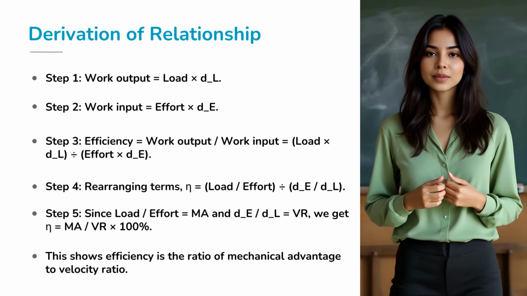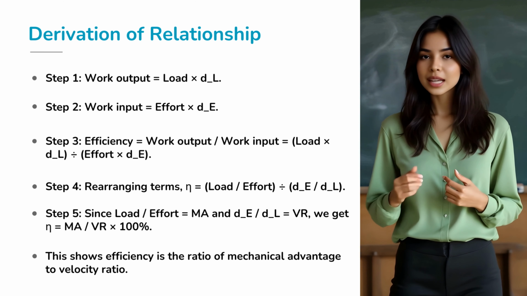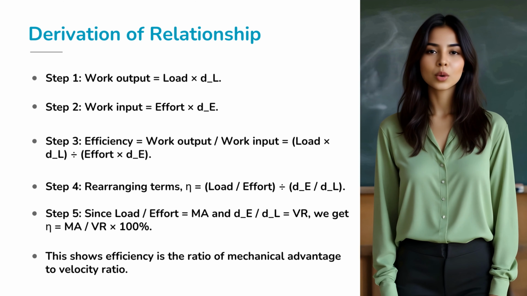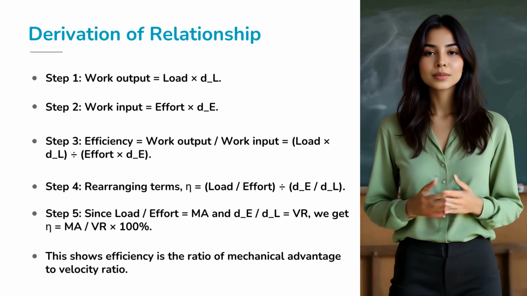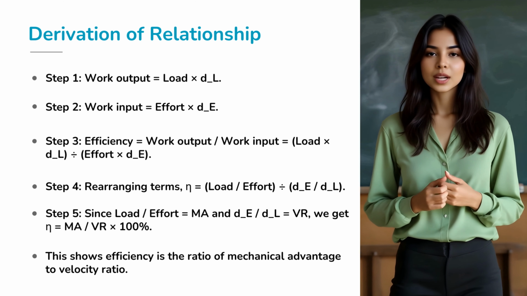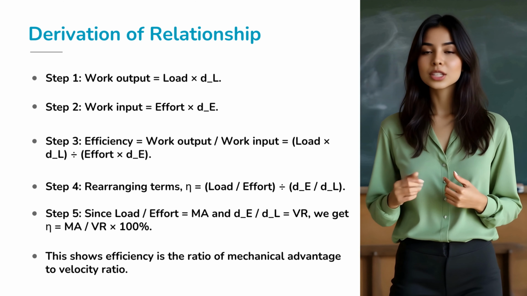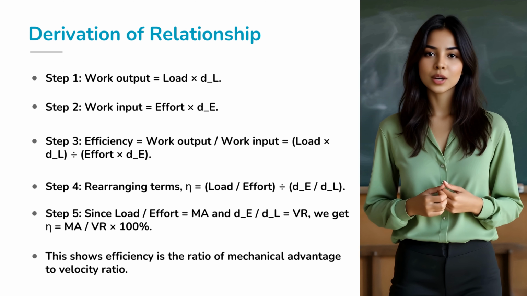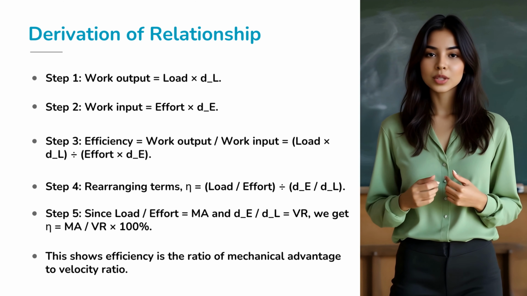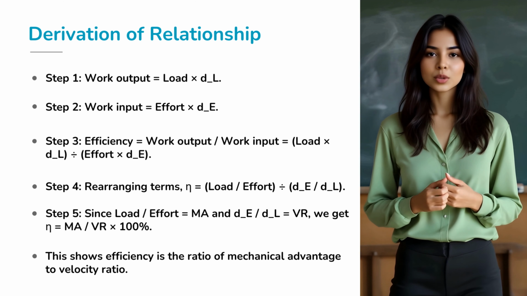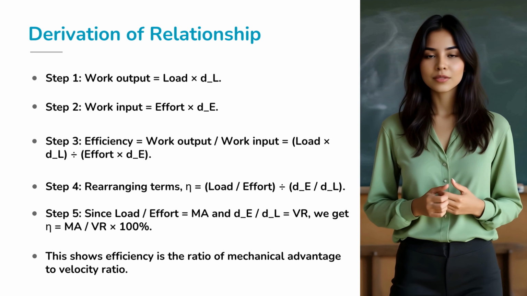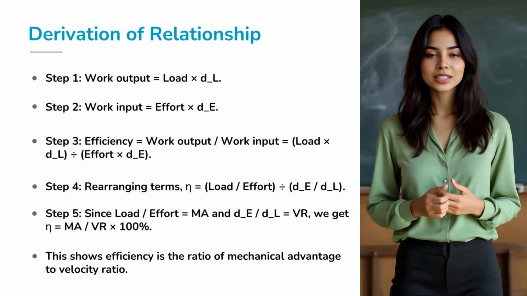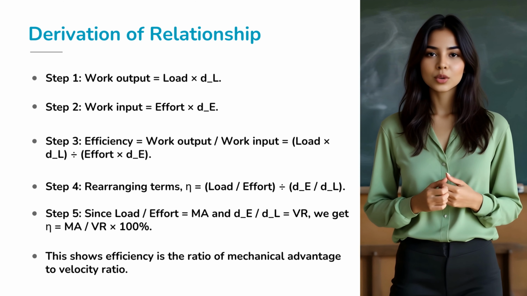Step 4. Rearranging, we get load divided by effort, times distance moved by effort over distance moved by load. Step 5. But load divided by effort is mechanical advantage, and distance moved by effort divided by distance moved by load is velocity ratio. So we finally get efficiency equals mechanical advantage divided by velocity ratio multiplied by 100%. This is the exact relationship we were searching for.